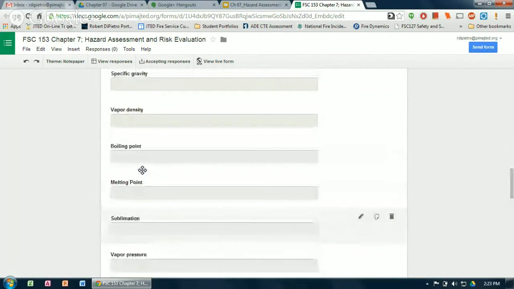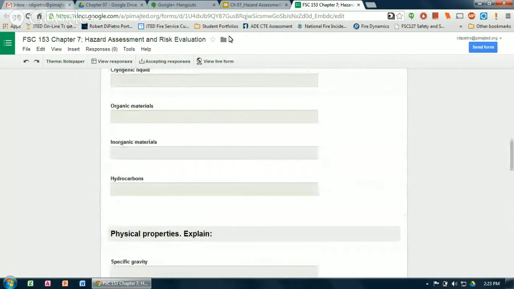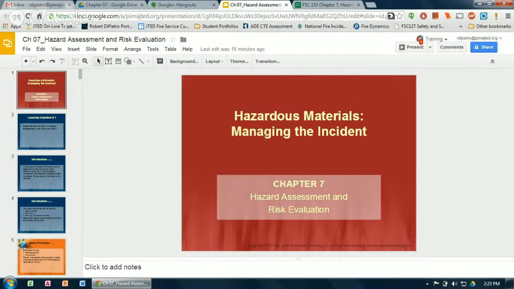So there are 3 ways you can use this. You can go back to your book, and use your book to try to figure out what this is. You can also look at the slideshow that we're going to start right now.